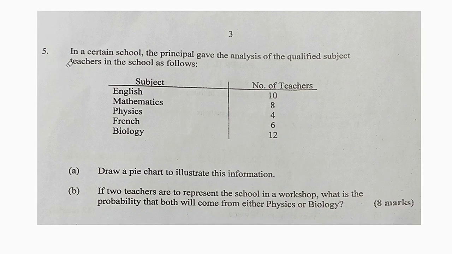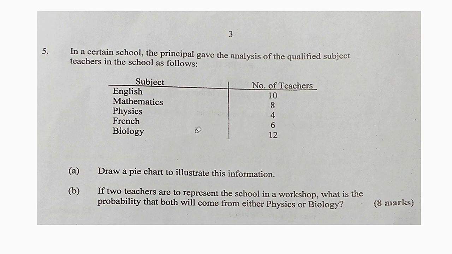Question number 5. In a certain school, the principal gave an analysis of the qualified subject teachers in the school as follows. There are 10 English teachers, 8 mathematics teachers, 4 physics teachers, 6 French teachers, and 12 biology teachers. A. We are asked to draw a pie chart to illustrate this information. Then the second question reads, if 2 teachers are to represent the school in a workshop, what is the probability that both will come from either physics or biology?